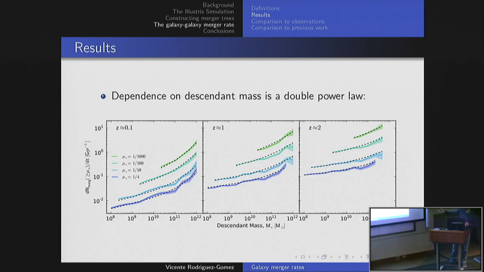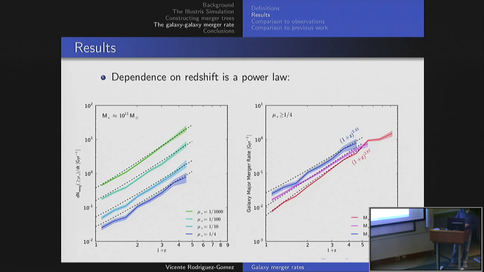Now, the mass dependence is a double power law. Here it's a bit different from the halo merger rate, where it's modeled by a single power law. I think this reflects the shape of the stellar mass-halo mass relation, which is also a double power law, if you remember. And finally, the redshift dependence. It's almost a perfect power law. This is for different masses, this is for different mass ratios. Again, the lines are not exactly parallel to each other.